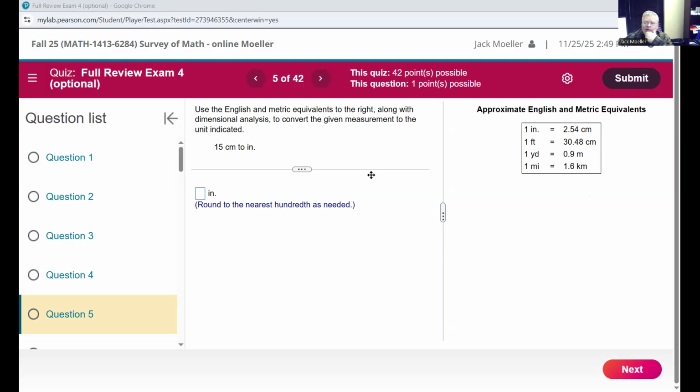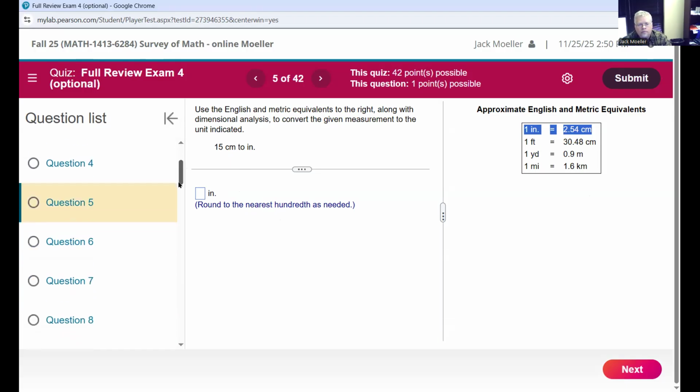Again, we have a direct conversion on this one. We know 1 inch is 2.54 centimeters. We're starting with 15 centimeters. So on our conversion fraction, 2.54 centimeters would be in the bottom, 1 inch is on top. So you're basically just doing 15 divided by 2.54. If you have a direct conversion, then it's a one-step problem. It's about as straightforward as these problems get.